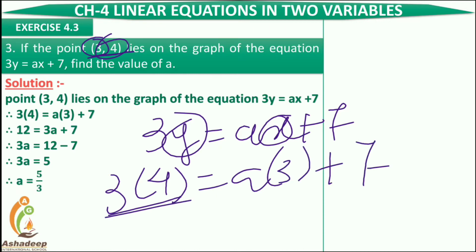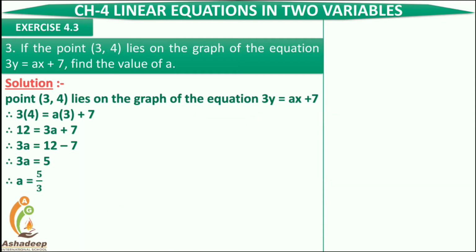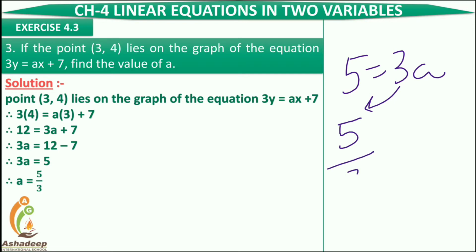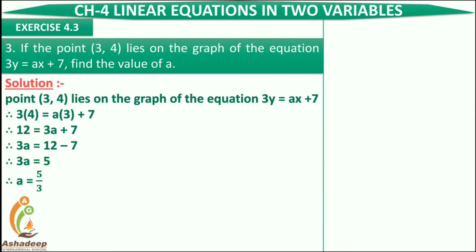Now 4 threes are 12. The 7, when it comes onto the other side of the equals sign, becomes minus, so 12 minus 7 is equal to 3a. Now 12 minus 7 is nothing but 5. So 5 is equal to 3a, and this 3 from the numerator goes into the denominator. So 5 by 3 is equal to a, is our answer. So a is equal to 5 by 3 is the answer.